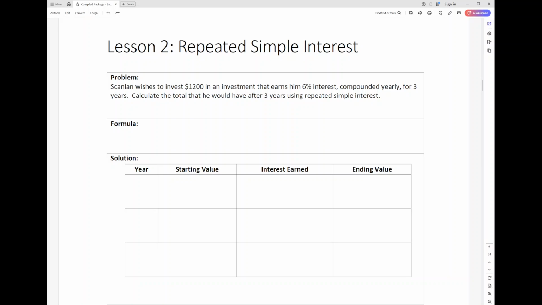We have Scanlon wishes to invest $1,200 in an investment that earns him 6% interest compounded yearly. So that's kind of the new term, compounding something. That's what we're getting into, which is compound interest. And really, it's just repeating that simple interest year by year.